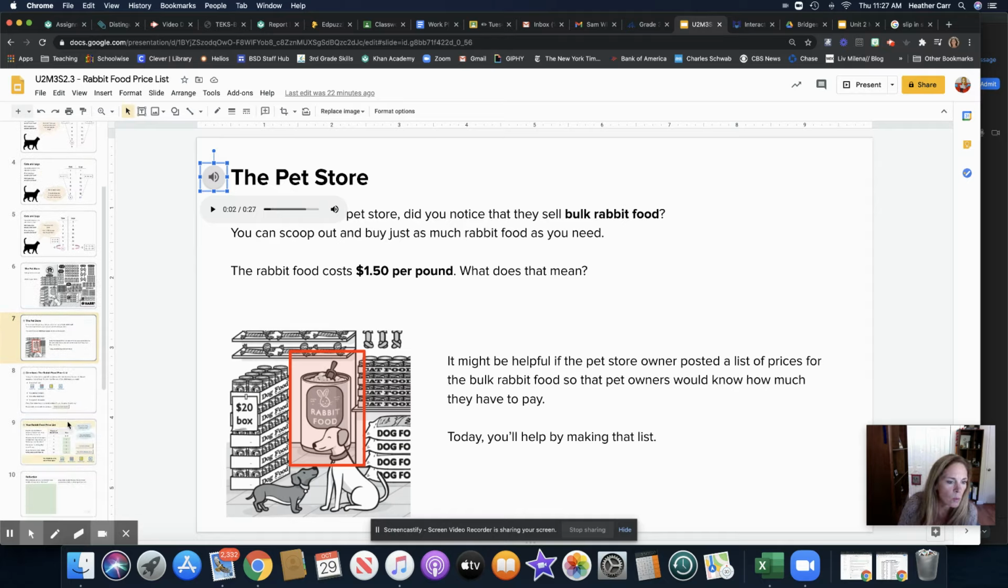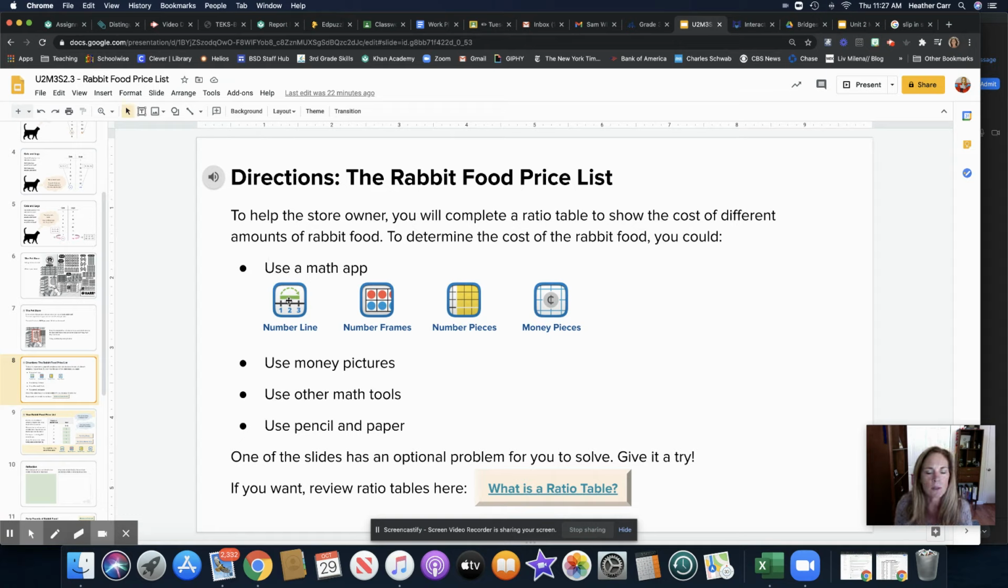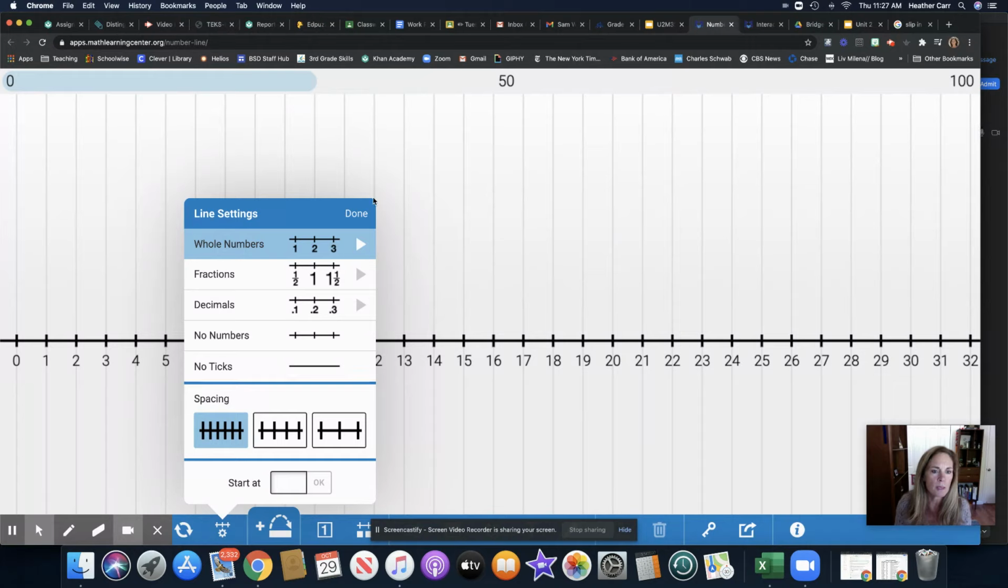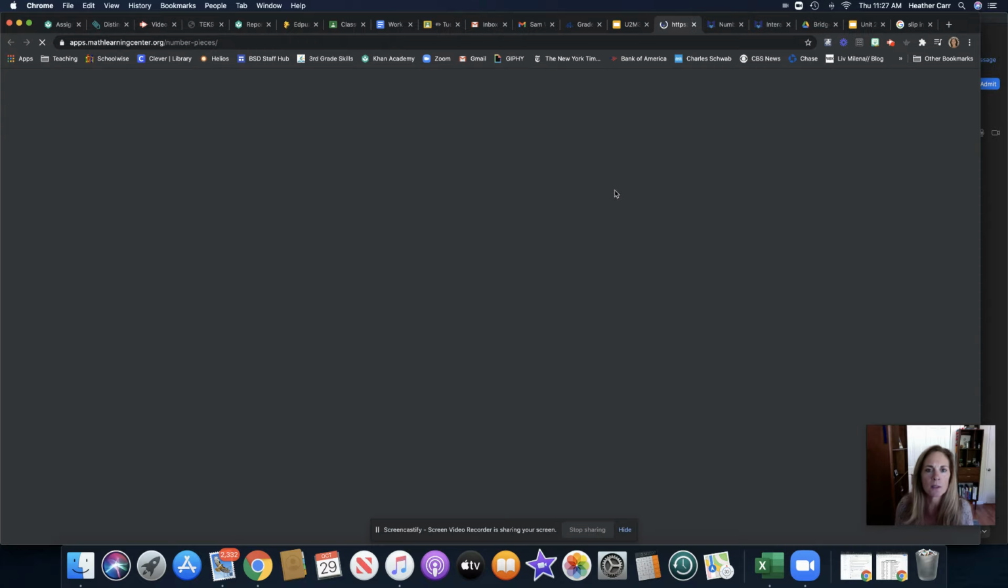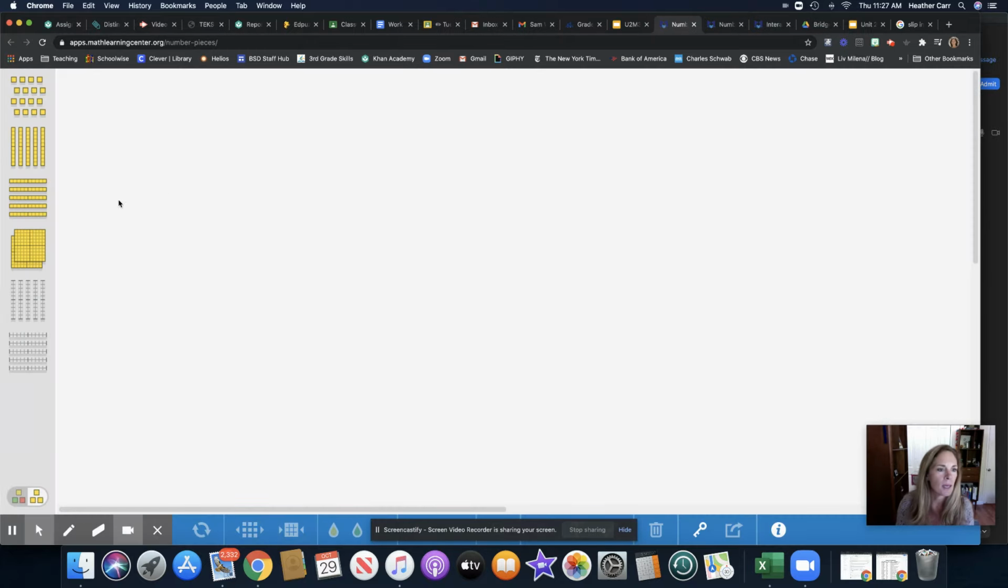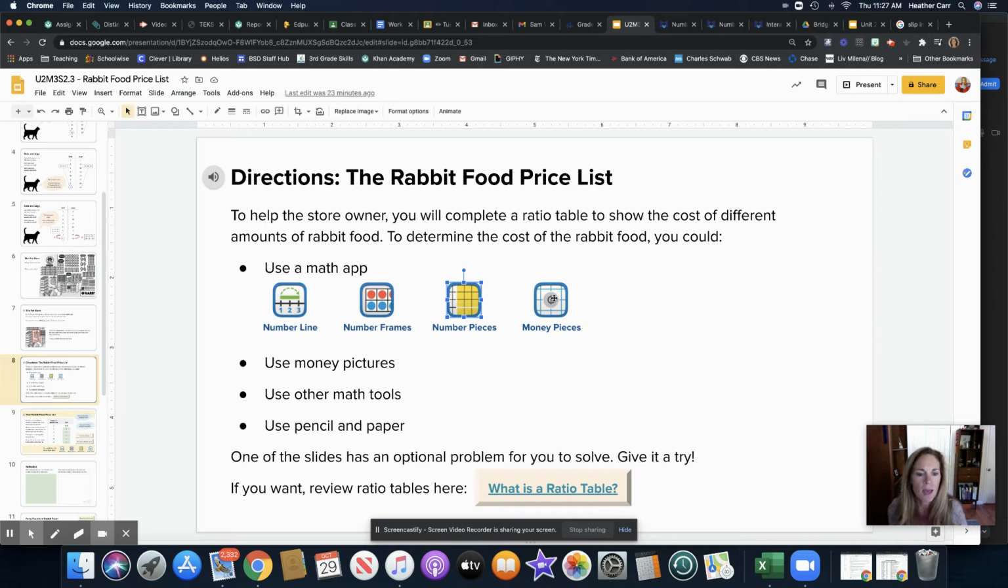So you have this little volume. You can listen to these instructions. I highly encourage you to do that. You can also use these different tools. You click on them, then you click on it again, and it opens up another window with that tool inside. So there's a number line tool, there's number frames, so these are our 10 frames. There's number pieces, those are little squares in groups of 1, 10, and 100. Ones, tens, hundreds. There are money pieces, if that would be helpful.